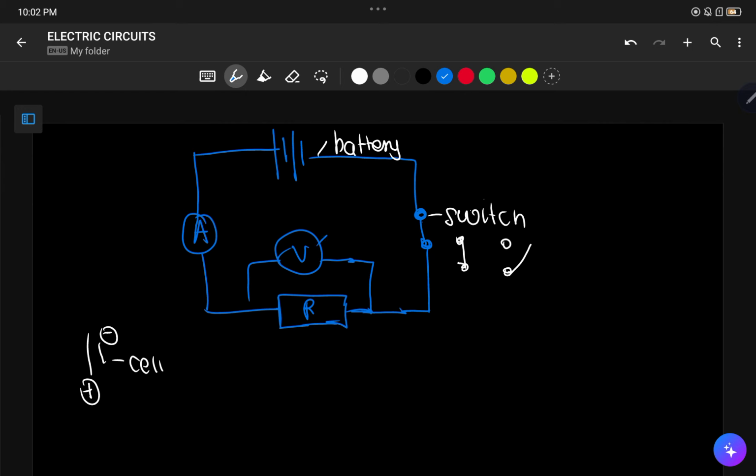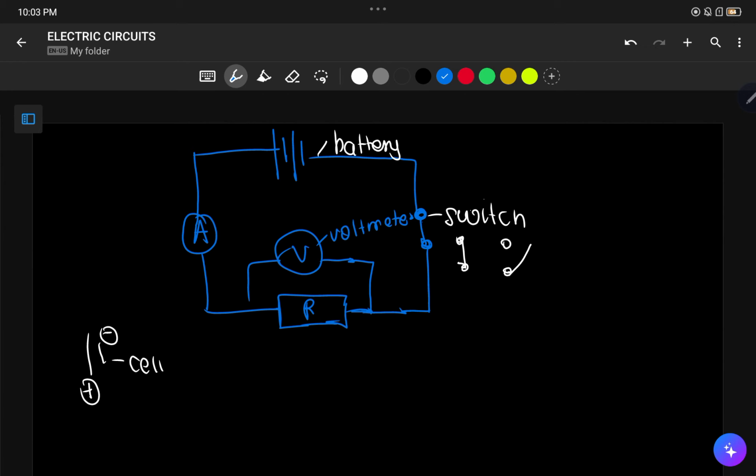And then you have what is referred to as a voltmeter. How is a voltmeter different from an ammeter? A voltmeter measures the potential difference, whereas an ammeter measures the current. But you'll understand what is meant by potential difference and current as this video goes on.